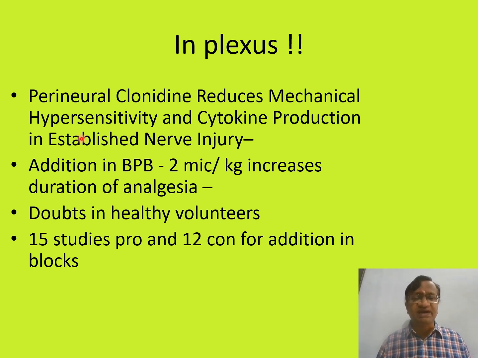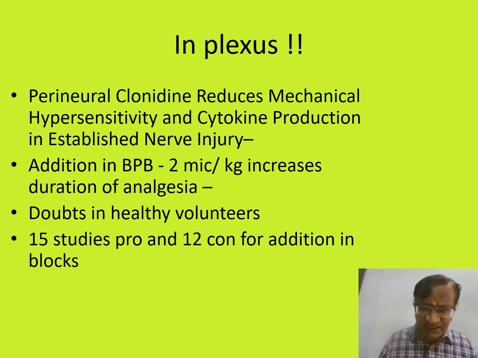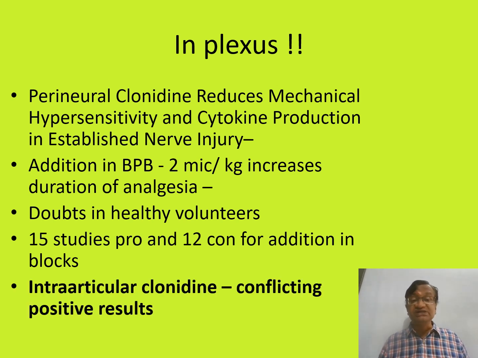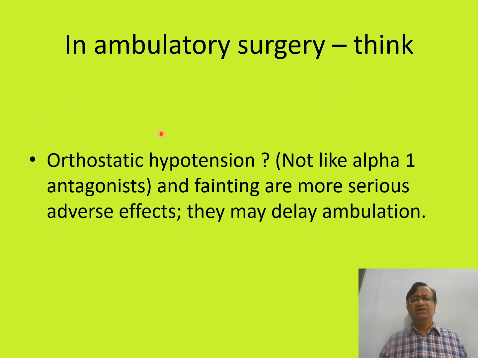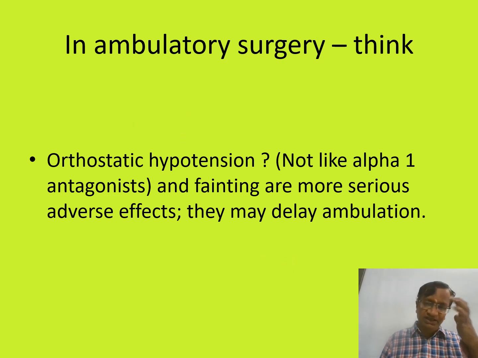Perineural clonidine reduces mechanical hyperalgesia. See here, established nerve injury. Yes, they have used perineural clonidine in brachial plexus block. Yes, there are a lot of doubts. There are some studies for and some studies against, or they are not much useful. Intra-articular clonidine also produces conflicting results. But the problem here is it causes orthostatic hypotension. So fainting may be there, sedation may be there, so they may delay ambulation. So in patients who want to go home immediately, think about clonidine.